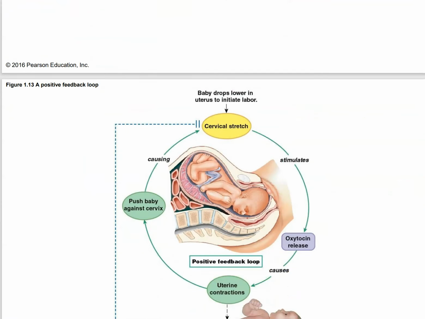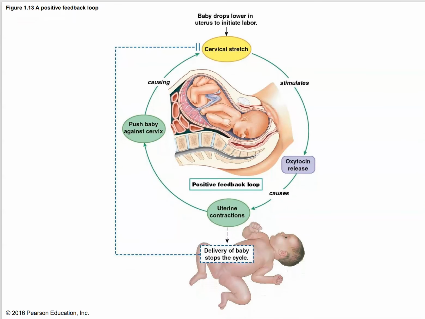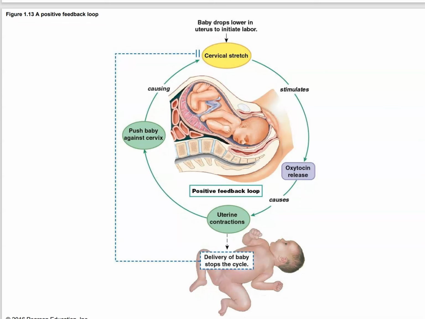And we have here an example of a positive feedback loop that is shown for childbirth, where more cervical stretch releases more oxytocin, which leads to more uterine contractions, and that leads to more cervical stretch and more oxytocin, and the whole cycle continues, and these uterine contractions continue until the baby is born.